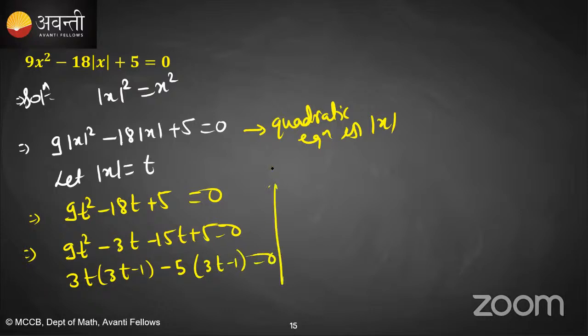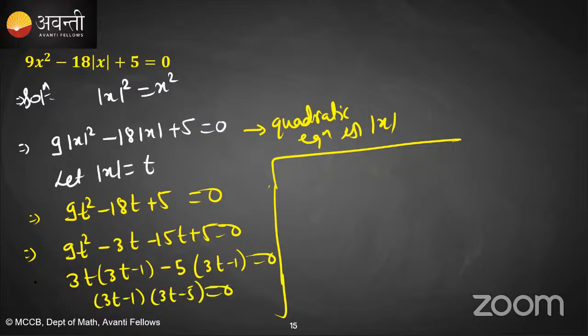Clear? So what is it written? 3t minus 1, 3t minus 5 is equal to 0. Is there any doubt so far? अभी तक कोई डाउट है तो पूछो जल्दी से। Janvi, Ballari, Dharwad, Manthan, Piyush, everyone, Archana, Harish, everyone, any doubt so far?